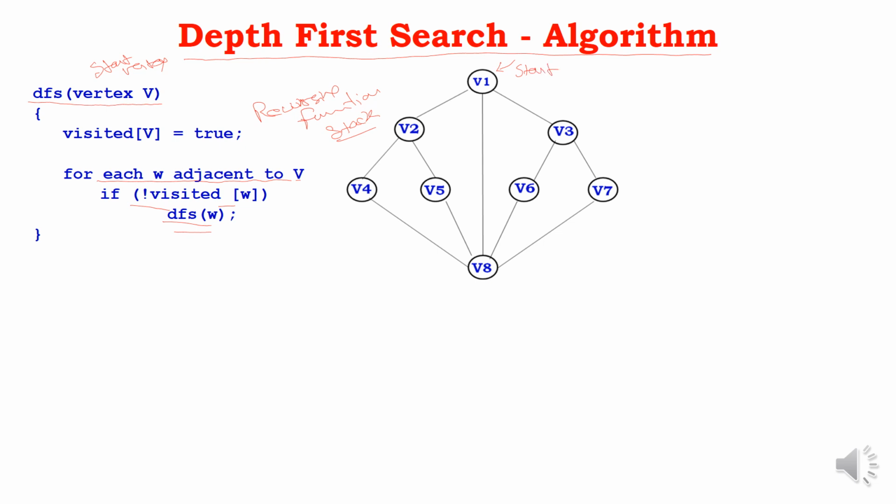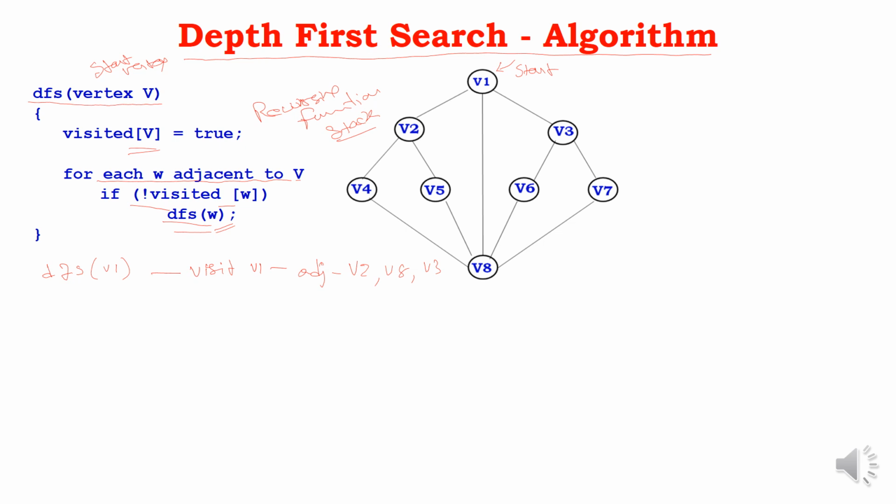So DFS V1. We call DFS V1. If you execute these instructions, vertex V is V1, our start vertex. Visit V, that is visit V1. Then we are finding adjacent vertices. Adjacent vertices of V1 are V2, V8, V3. If not visited, yes, these three are not visited, then call the DFS function.